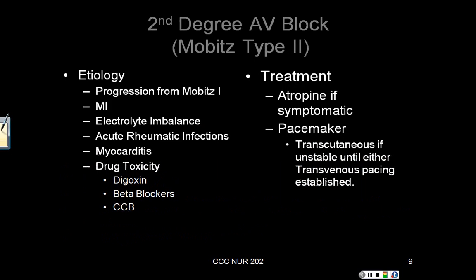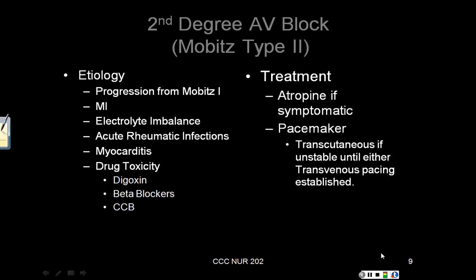So if this patient is symptomatic, by symptomatic we mean changes in level of consciousness, decreased blood pressure, decreased urine output, any of those things that would indicate a decreased cardiac output, then we need to treat this patient. The initial treatment would be with atropine IV push to help maintain that rhythm.